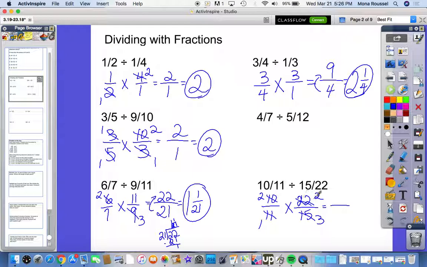And now we multiply. 2 times 2 is 4, 1 times 3 is 3, 4/3 is improper, so we divide 3 into 4, which goes one time with a remainder of 1/3. 1 and 1/3 cannot be reduced.